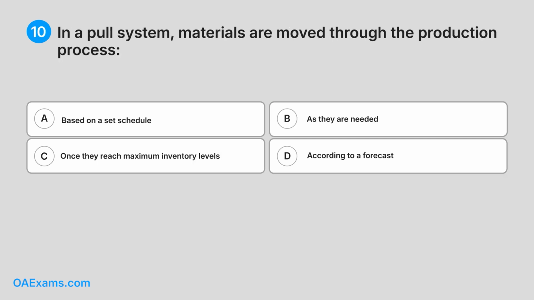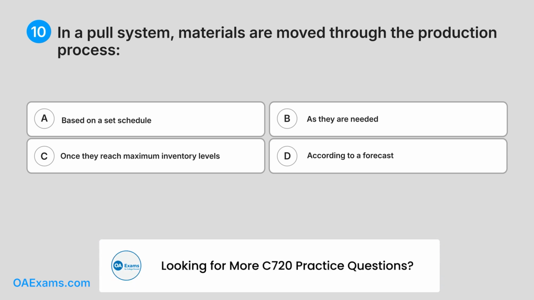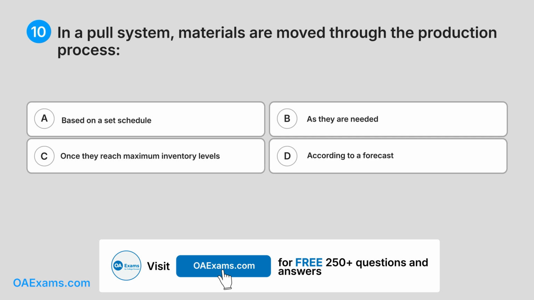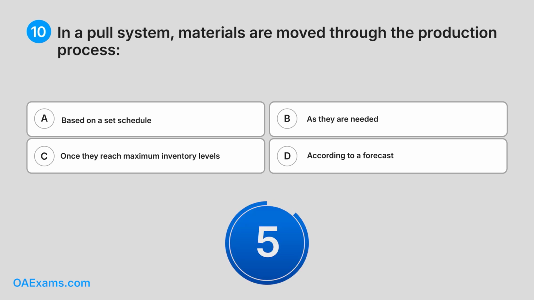10. In a pull system, materials are moved through the production process: A. Based on a set schedule. B. As they are needed. C. Once they reach maximum inventory levels. D. According to a forecast. What do you think is the answer?